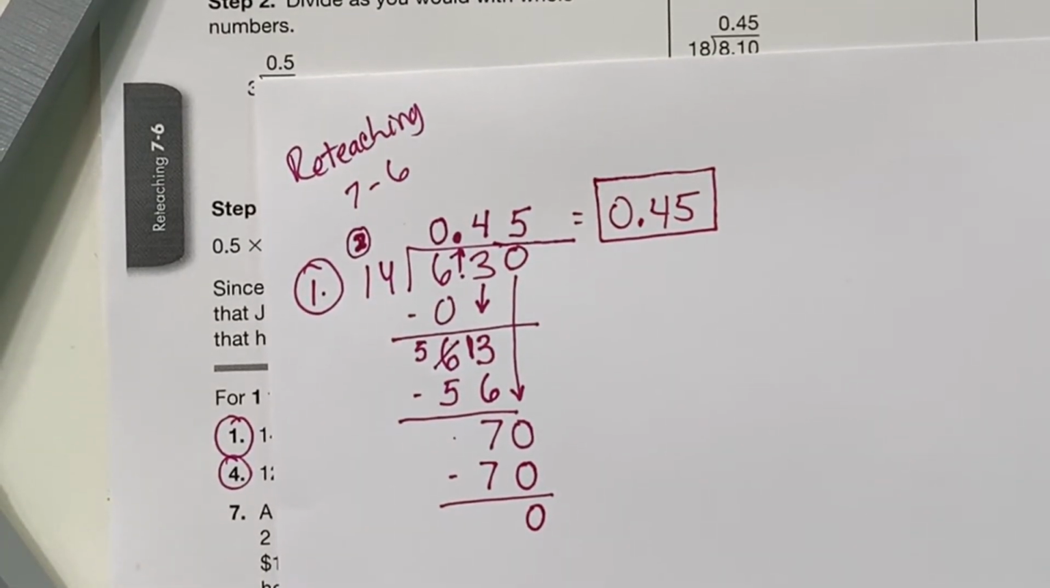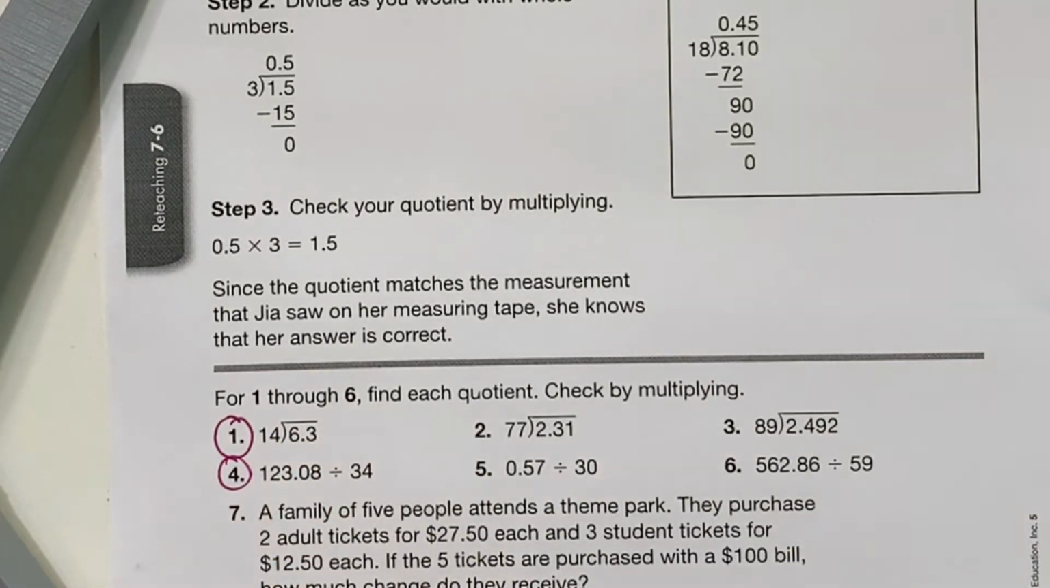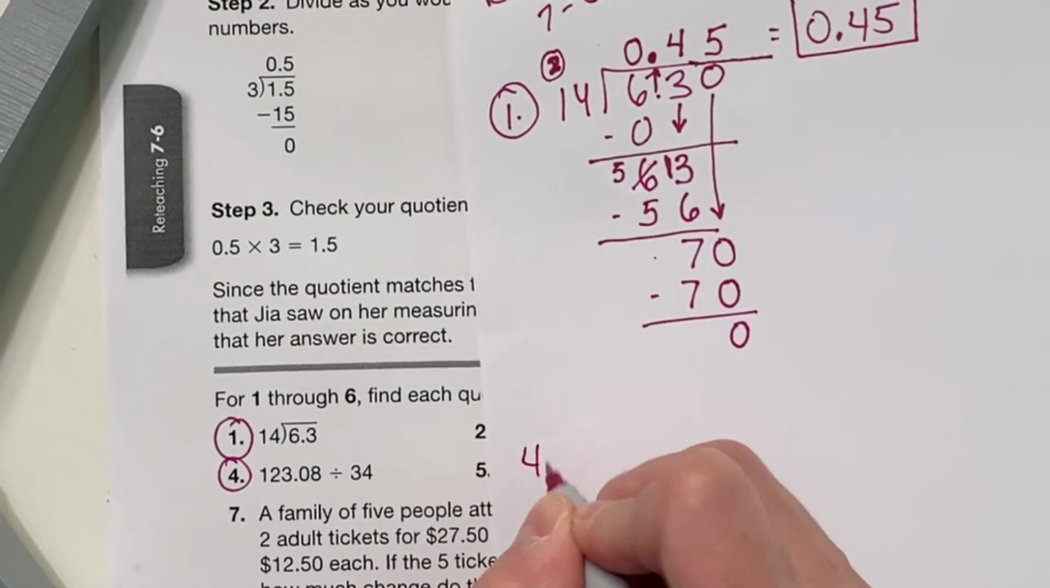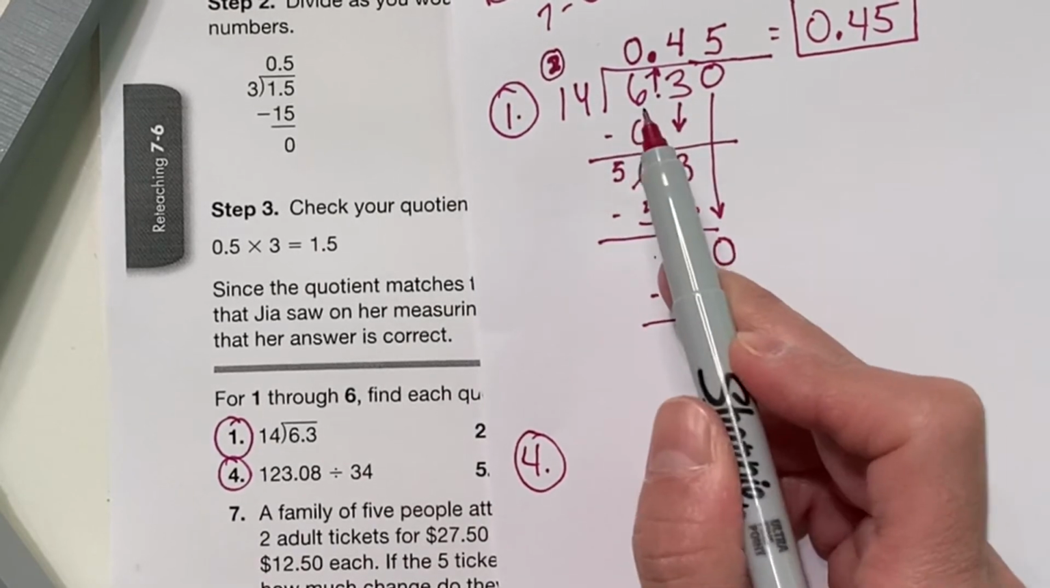Okay, now let's move on to number 4, which is written in a different format from number 1. 123 and 8 hundredths divided by 34. So I'm going to write that underneath. And I'm going to write it in this algorithm form.